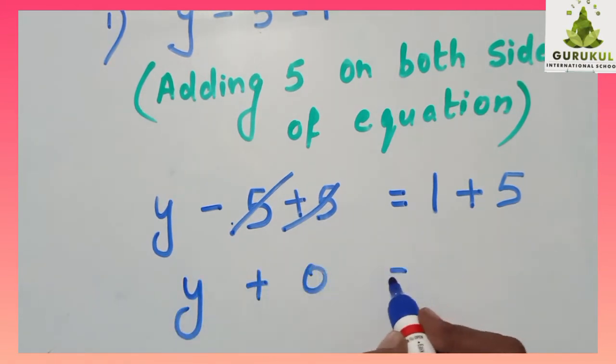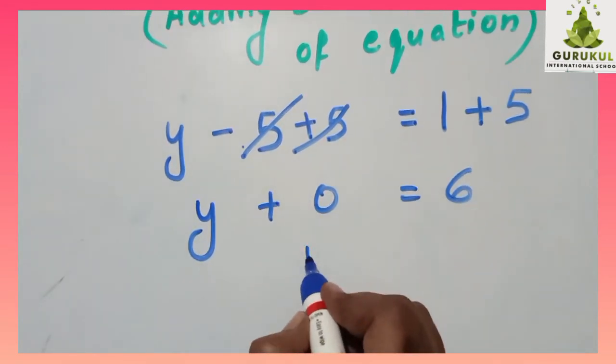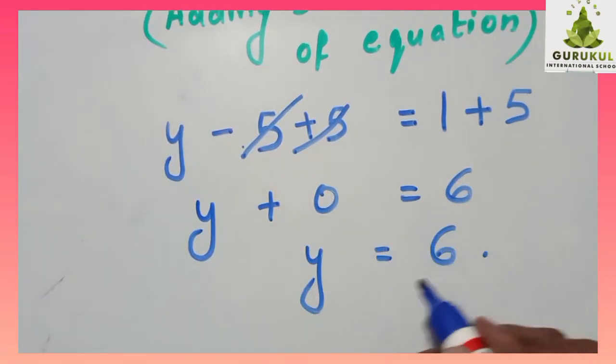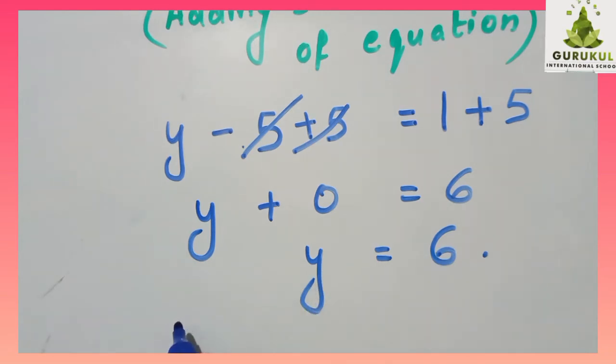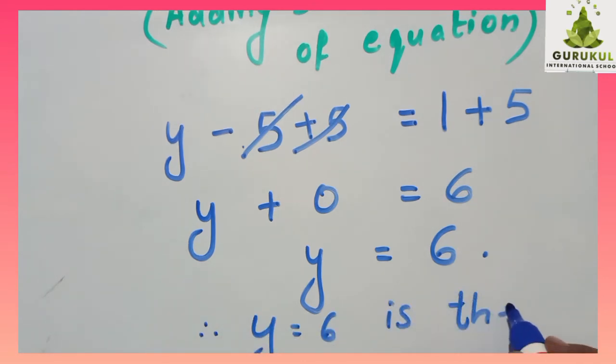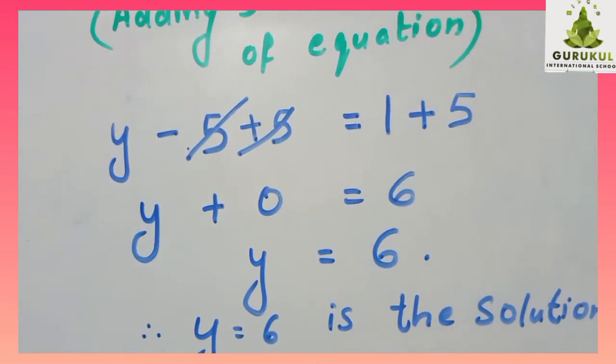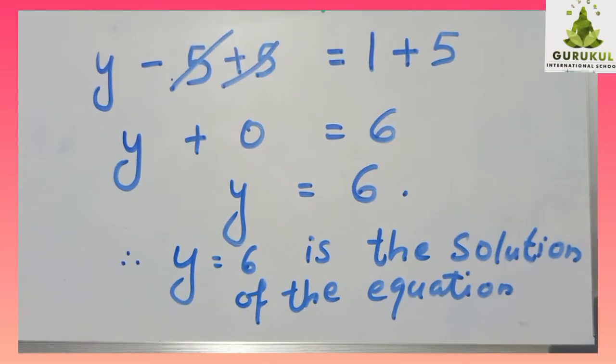y plus 0 is equal to 6. Any number plus 0 is the same number. So I get y equals 6. So what is the solution for the equation? y equals 6 is the solution for the equation. Therefore y equals 6 is the solution of the equation. This way you have to complete it. Copy this down in your notebook.